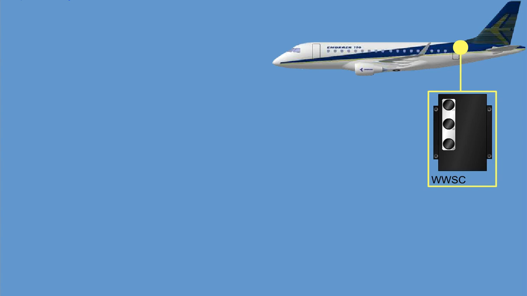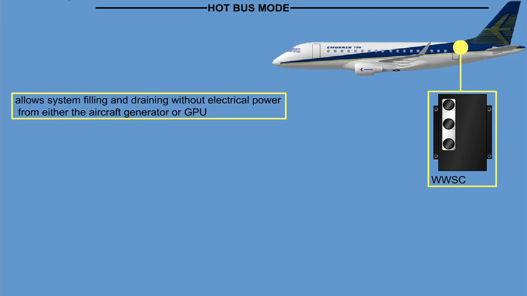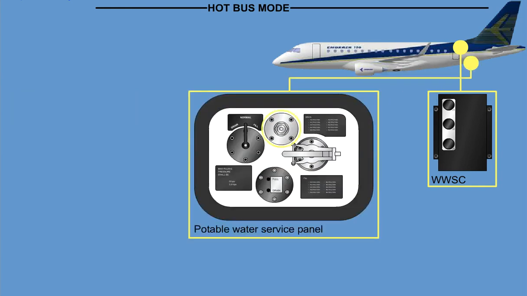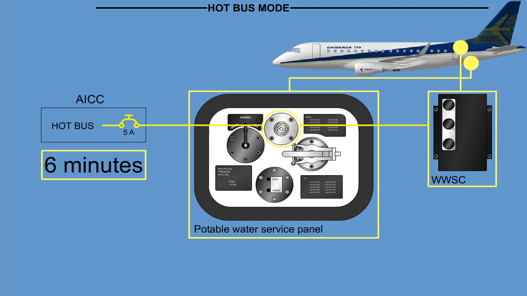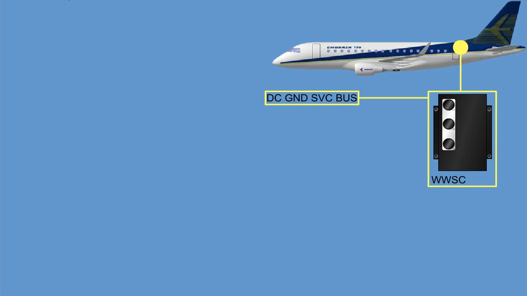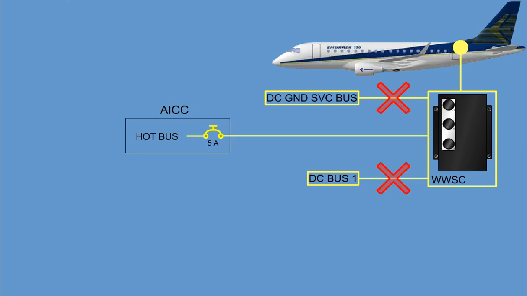For ground servicing, the WWSC incorporates a hot bus mode feature that allows system filling and draining without electrical power from either the AC generator or GPU. The service panel door switch enables hot bus power to the water and waste system controller for 6 minutes when the service panel door is open. If power from the DC ground service bus and DC bus 1 is not available or fails to supply power, the water and waste system controller automatically switches to hot bus power to allow system filling and drainage.